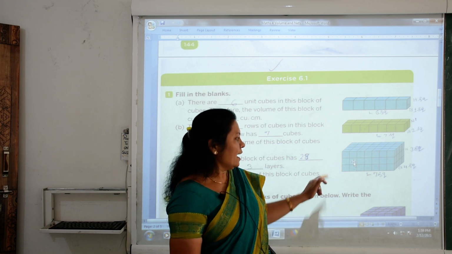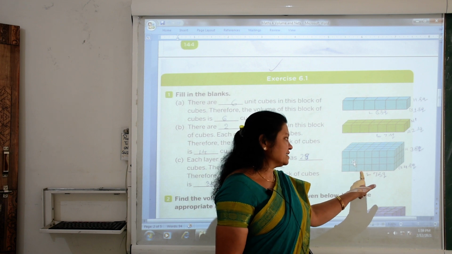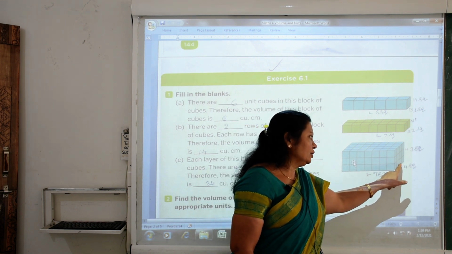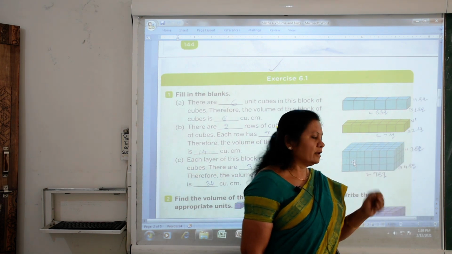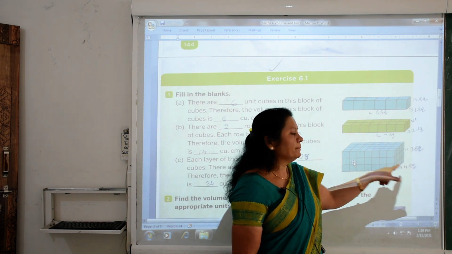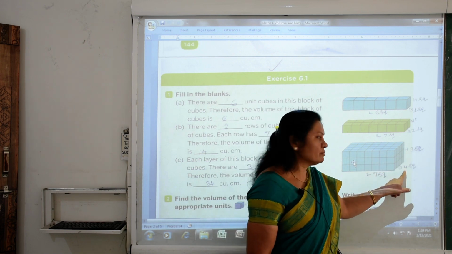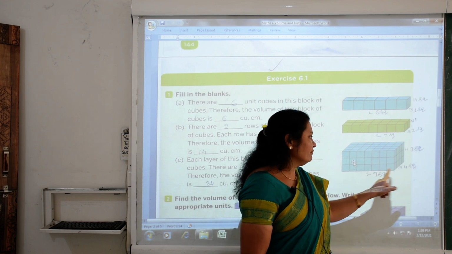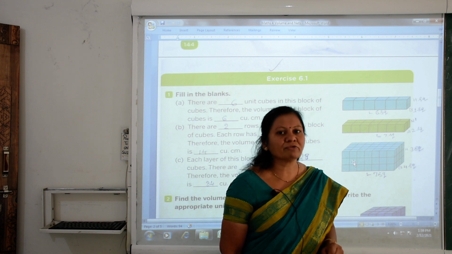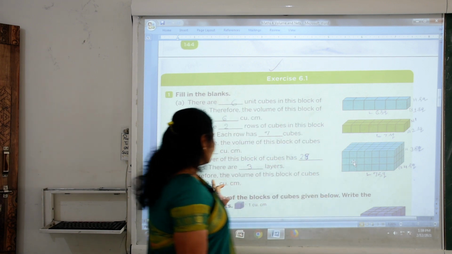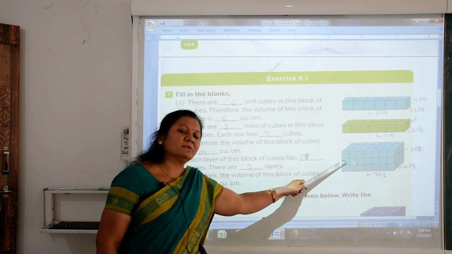So once again, how many squares are given here in length? 7 squares, and breadth 1, 2, 3, 4 squares, and here height 1, 2, 3. So it means multiply length, breadth and height. Length is 7, breadth is 4 and height is 3. 7 4s are 28 and 28 3s are 84 cubic centimeter. So this way, 84 cubic centimeter is the volume of this block.